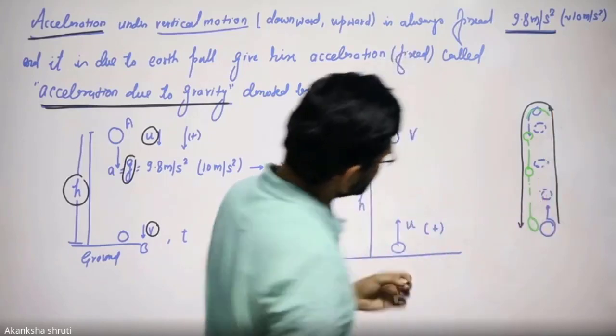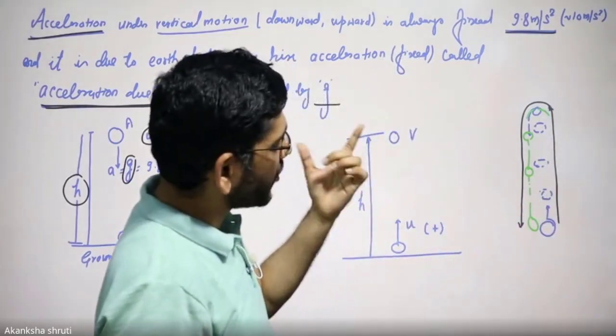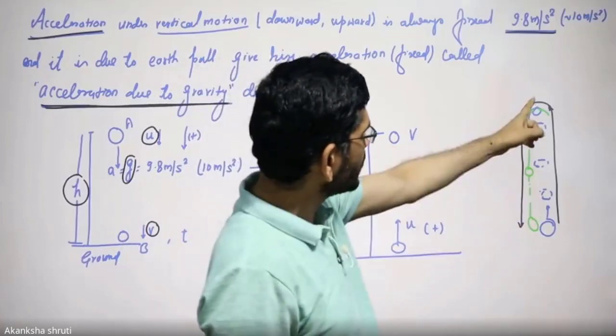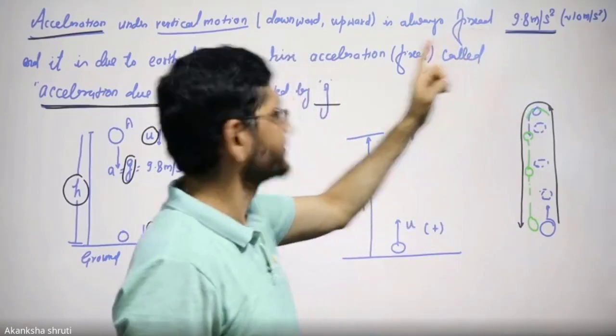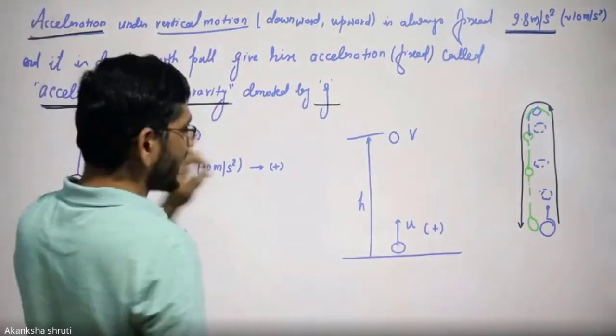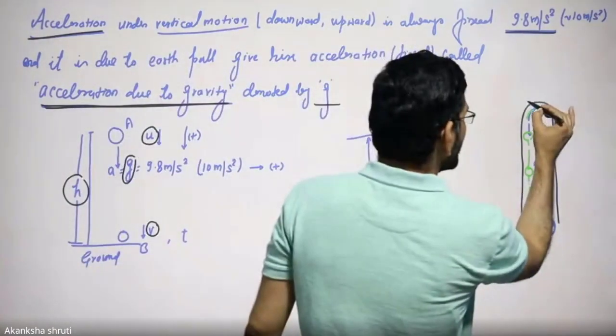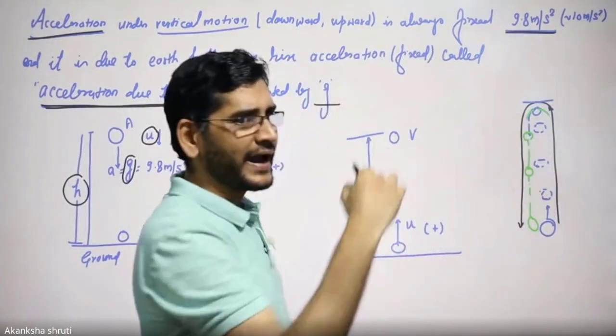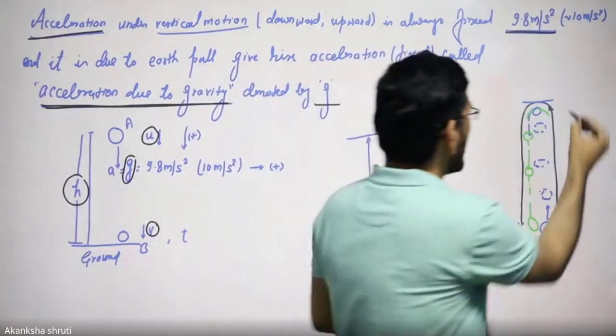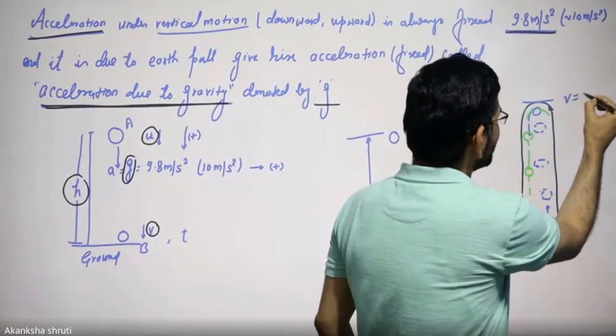So in this case, if the ball is thrown upward, you will observe that the body will go up to maximum height. Here, the thing that we have to keep in mind is that when it starts turning back, at this point, its final velocity will become zero.